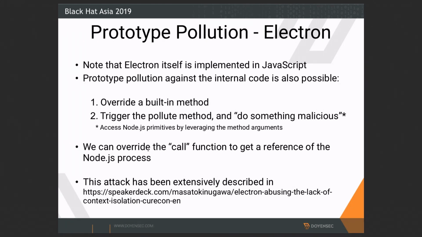Just as a matter of reference, you also need to know that prototype evolution and the problem around context isolation affect things outside of preload as well. Masato has done amazing research. You have the slides here. The bottom line is that you can override the call function, and one of the arguments of the call function at some point of the application execution is actually a process object, and so you can leverage the process object to get back access to node.